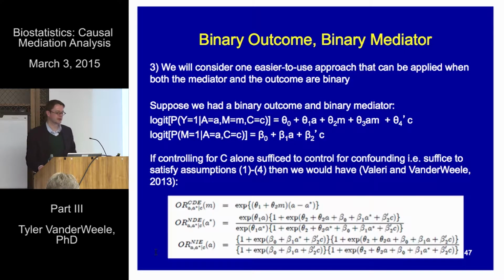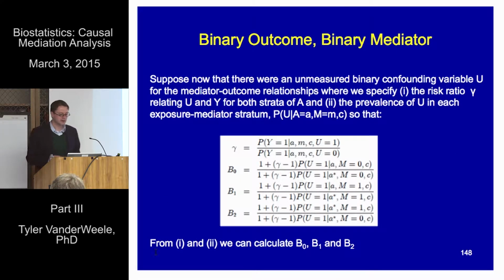Third possible approach is applicable only if both the outcome and the mediator are binary. If the outcome and the mediator are binary, the formulas we had before, if we had controlled for unmeasured confounding, are given here for the controlled direct effect and natural direct and indirect effects. These are just copied from our second set of lecture notes. But, of course, we're worried about unmeasured mediator outcome confounding and how that might bias these effect estimates. And we can proceed as follows.